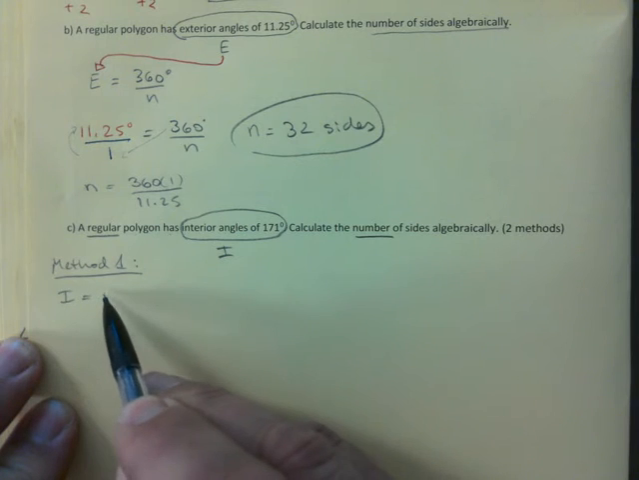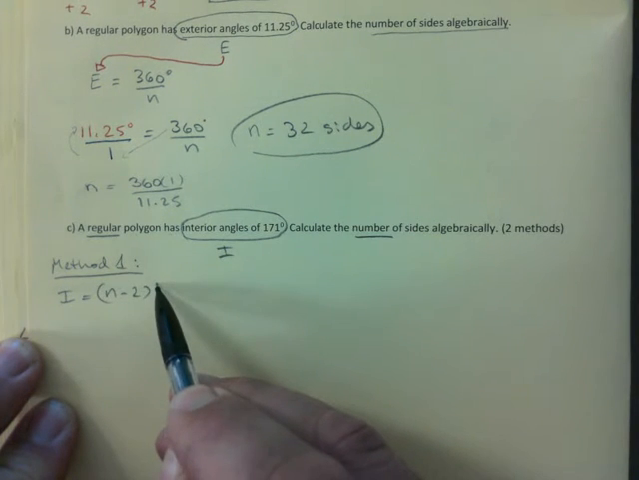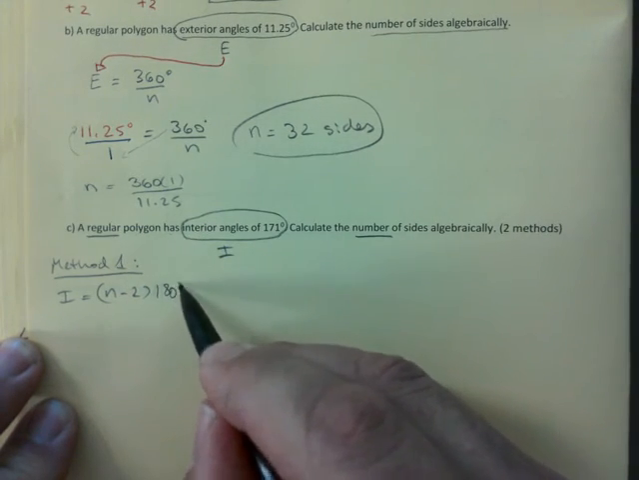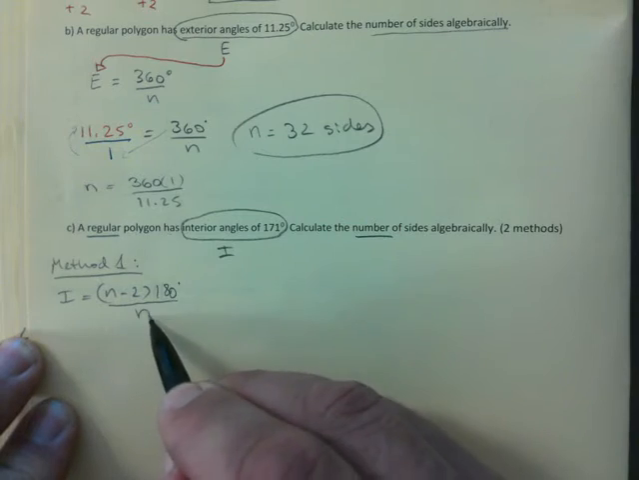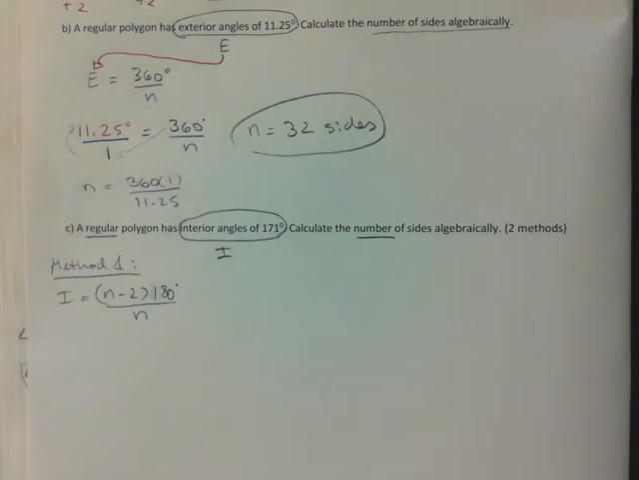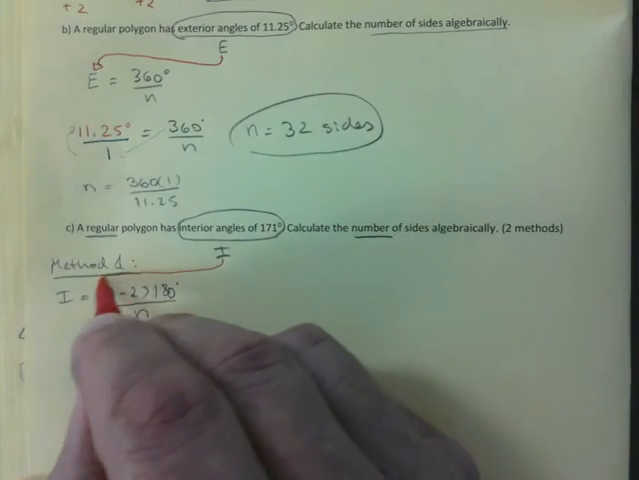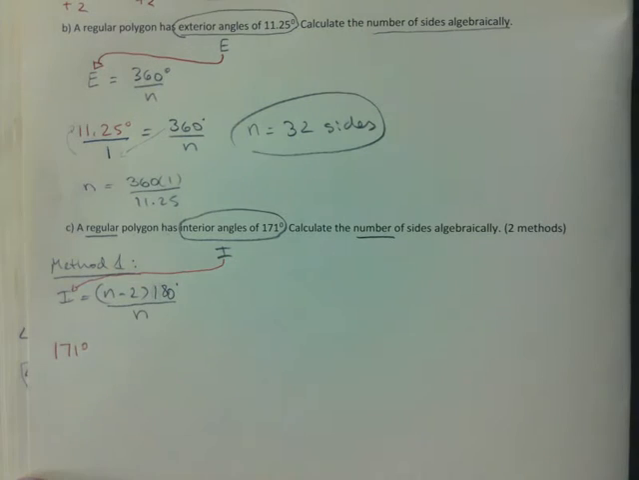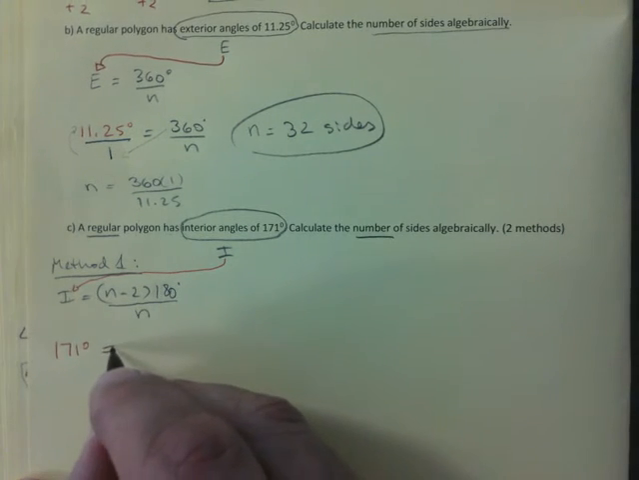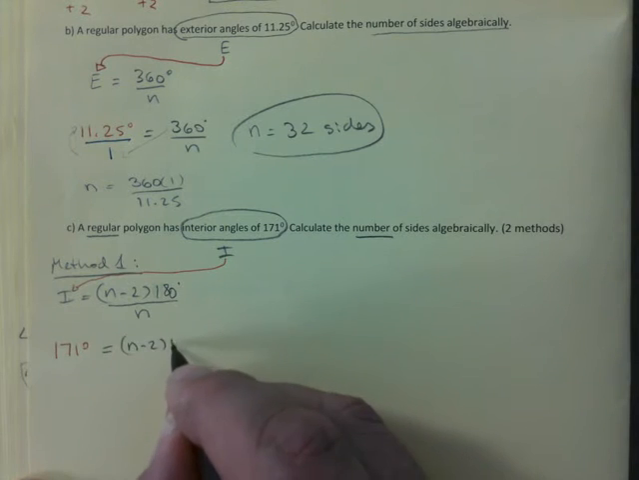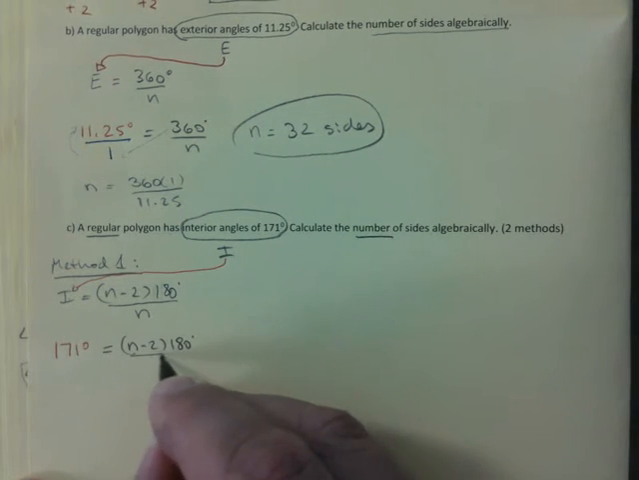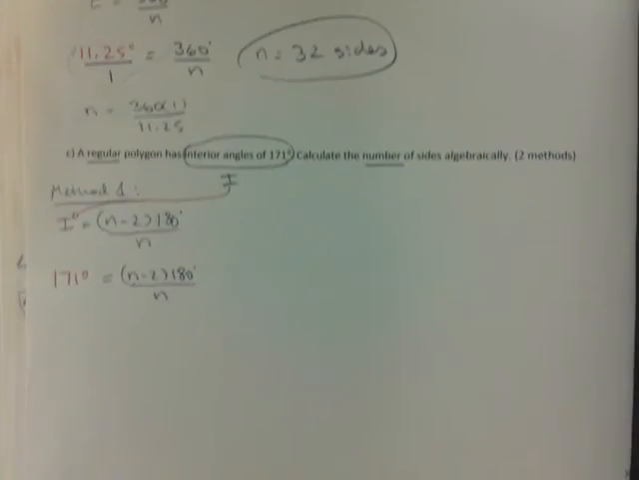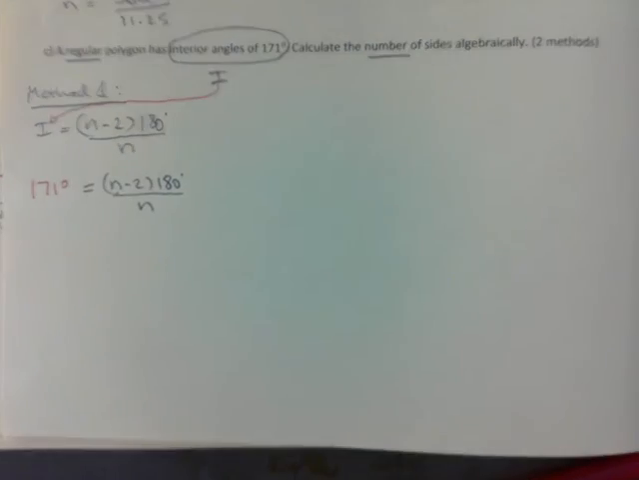You simply use this formula. I'm just going to leave the 180 out, not in brackets, like that. N minus 2 times 180 over n. You substitute in what you know. So 171 goes in there. And then it's n minus 2 times 180 over n. Let me just zoom back down like that.